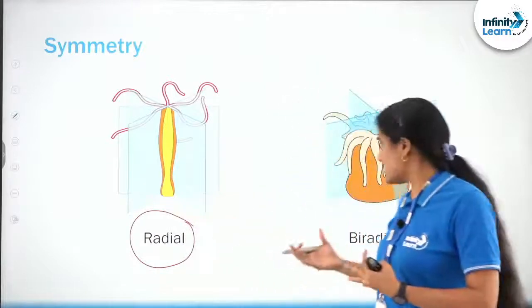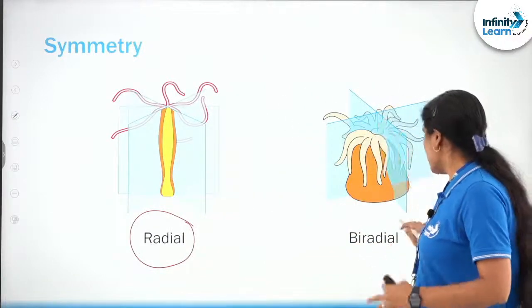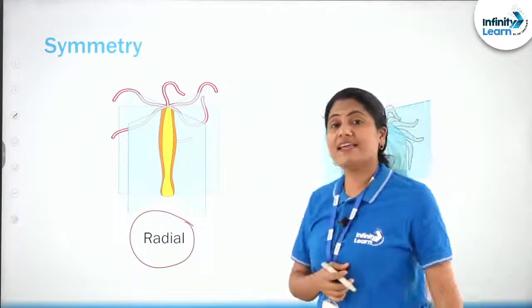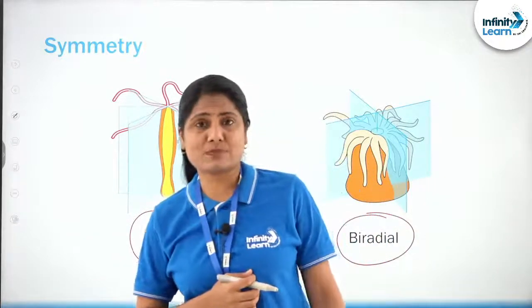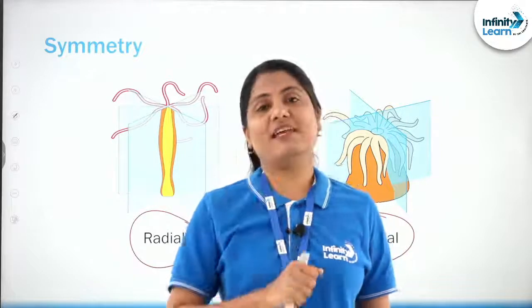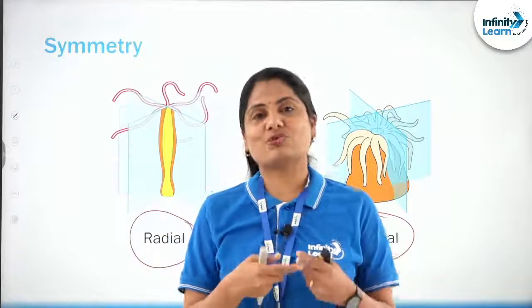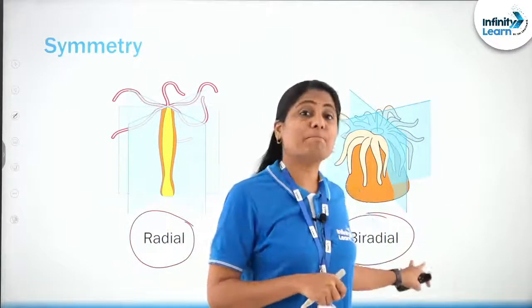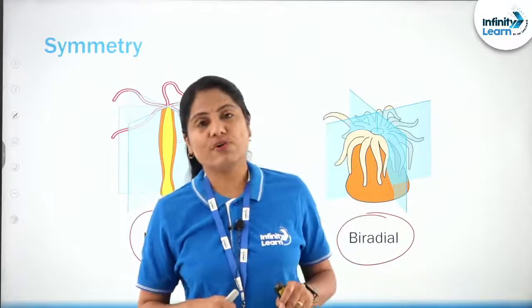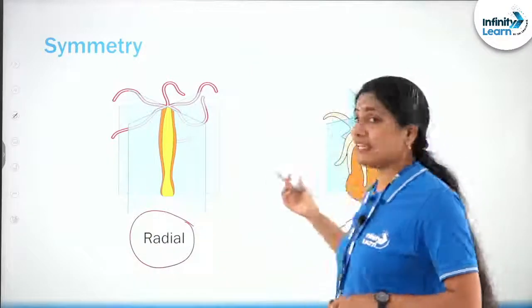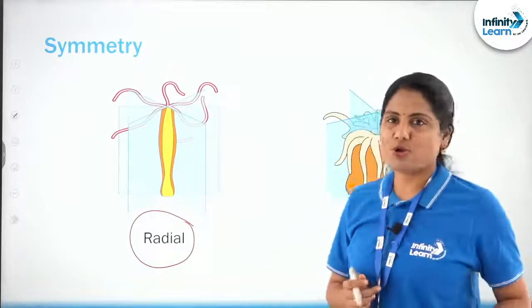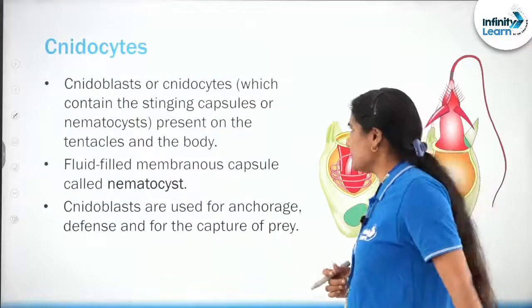And some of these, because of the presence of certain arrangement of the tentacles, you also find biradial symmetry. So what is biradial symmetry? Two planes of division allow us to get two equal halves of these organisms, right? So that is biradial symmetry, also found in some, like the sea anemones. Adamsia is the example given in your NCERT text, right?